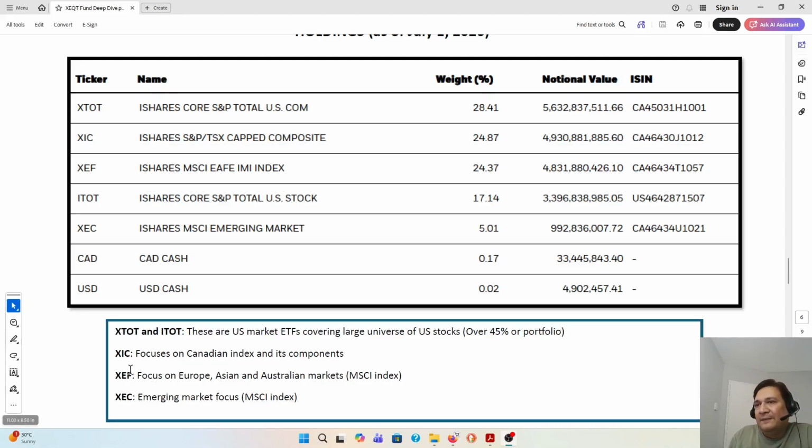Yeah, the other parts have been explained already. XIC is the Canadian market. XEF is the Europe, Asian, and Australian markets. XEC is the emerging market. So this is what we have here.